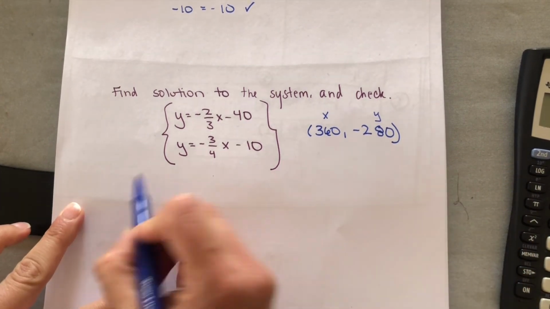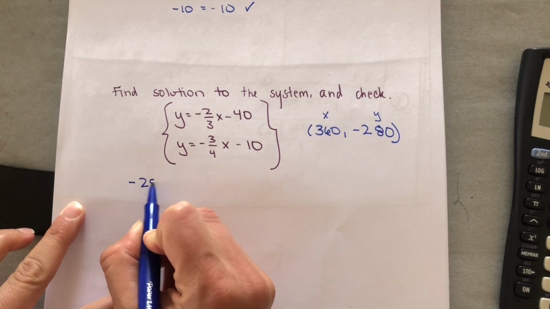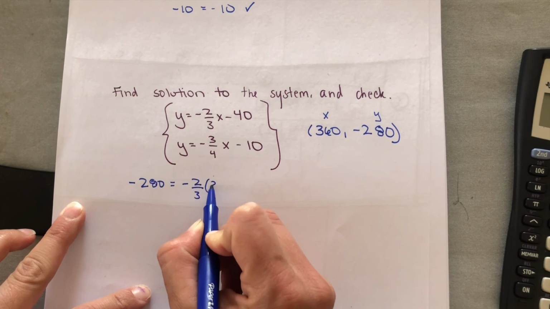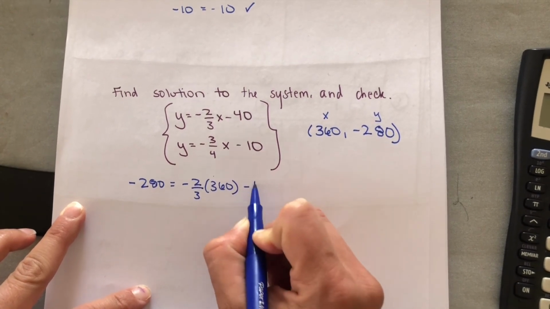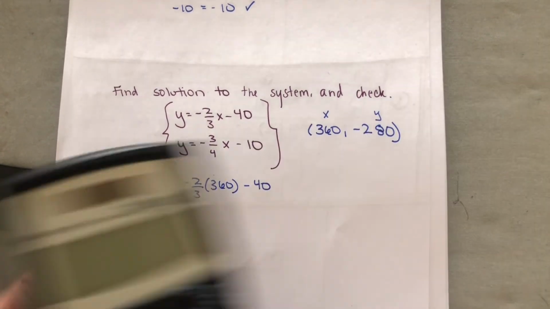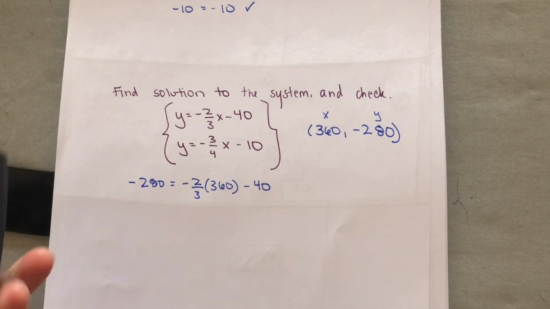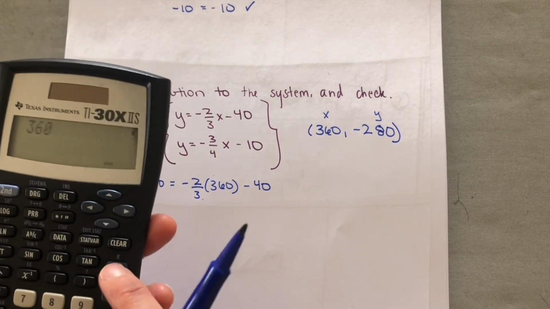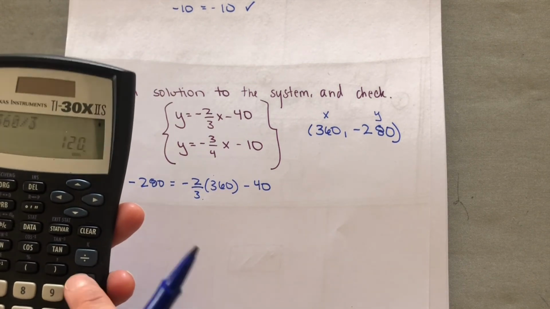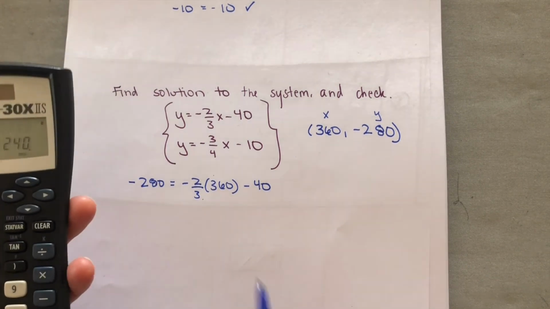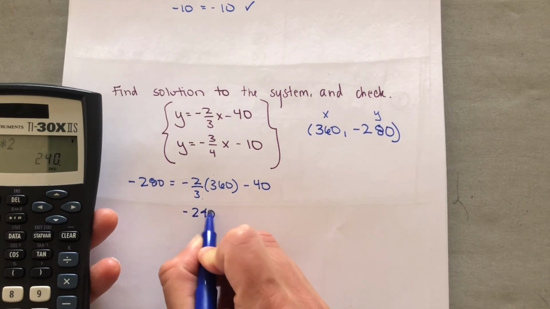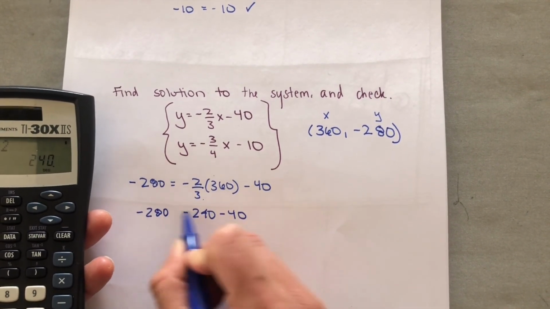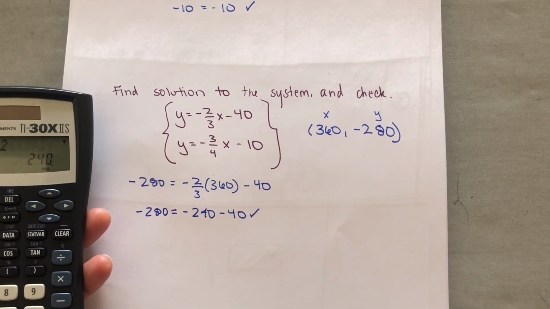So here, I want to know, is -280 equal to -2/3 of 360 minus 40. So I can use my calculator here to make my life easier. I'm actually going to find 1/3 of 360. And it's 2/3, so I'm going to multiply that by 2. So that's going to be -240 minus 40, which is equal to -280. So that one checks out.